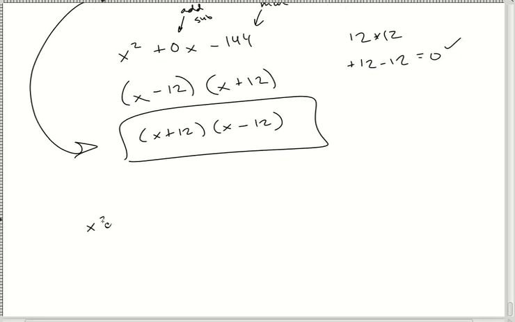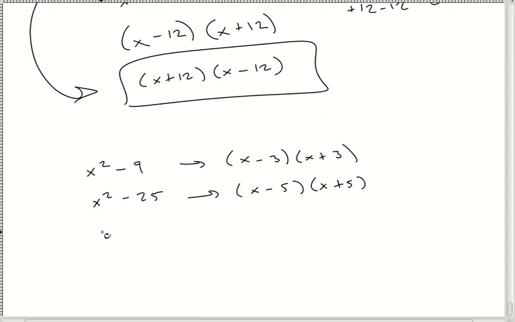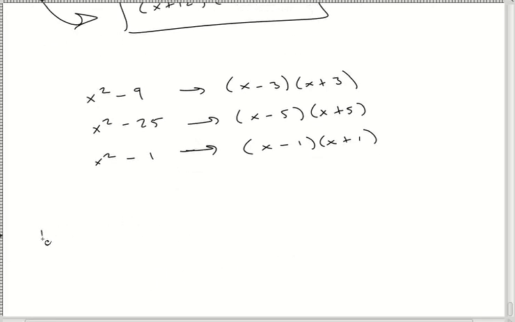Here, let's do some more. What if I had a 9? Got a negative 3 and a positive 3. I know, you just said that, didn't you? What if I had a, there's a minus sign there, sorry. What if I had a 25? Oh, it's 5 and 5. Right? That's easy. You get the idea here. Uh-oh. What about a 1? It's 1. 1 times 1 is 1. Get the point. Okay, cool. Keep cruising.